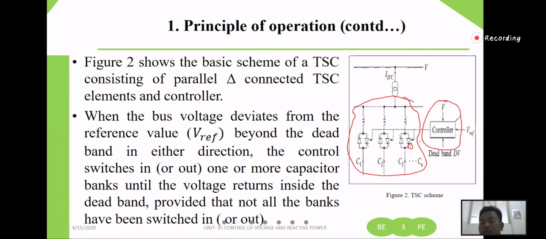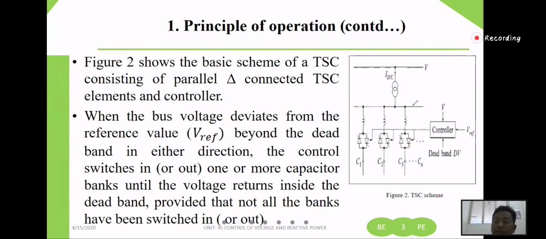If your voltage goes beyond your acceptable range, then this controller will sense it. We have learned about controller types in control systems, like PID, and nowadays they normally use PID. It will sense that the voltage is going beyond the acceptable range, then it will give a command to fire this thyristor, and based on that it will control the voltage. So this is the basic of this application, how to control.